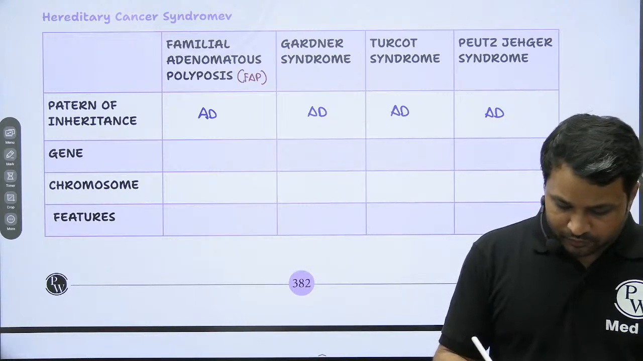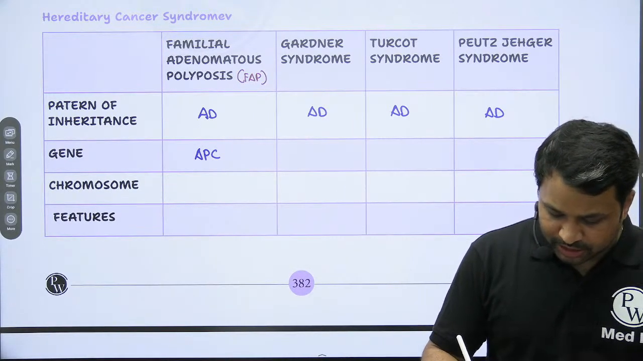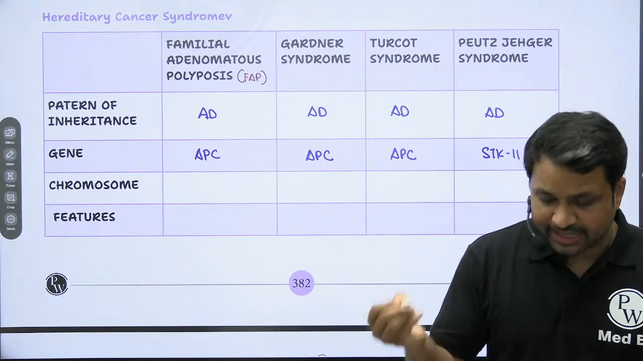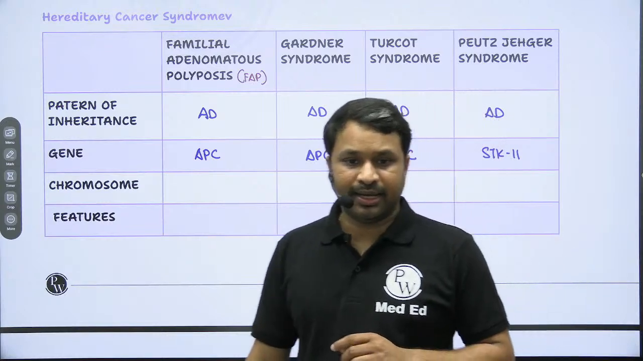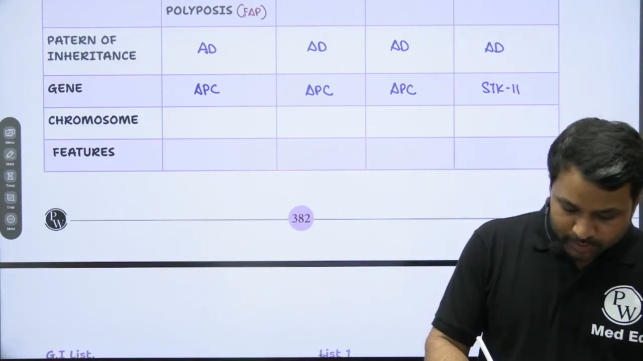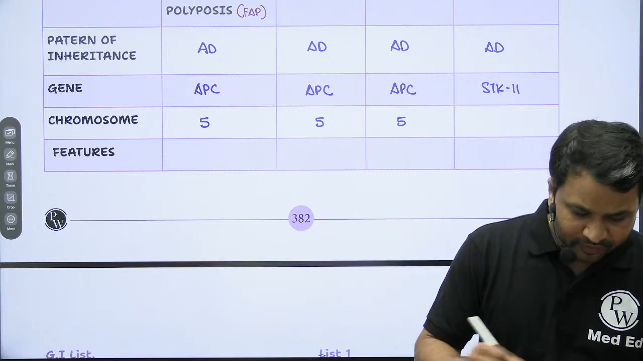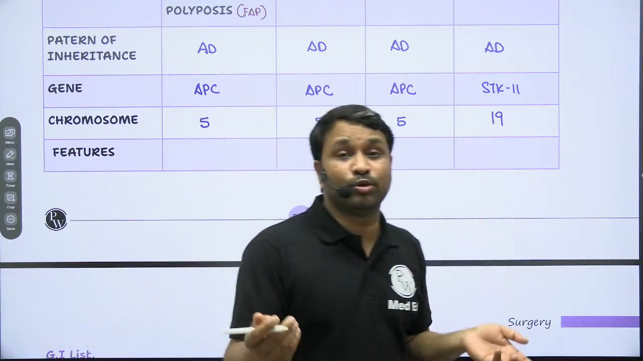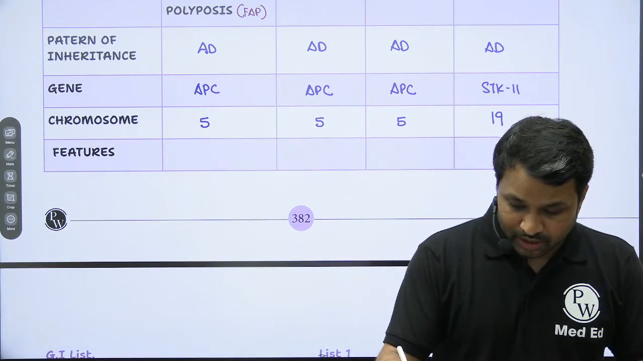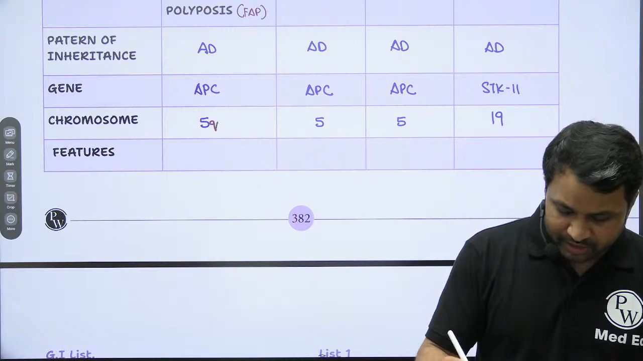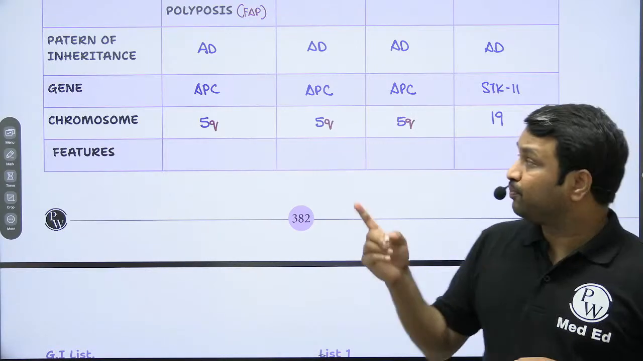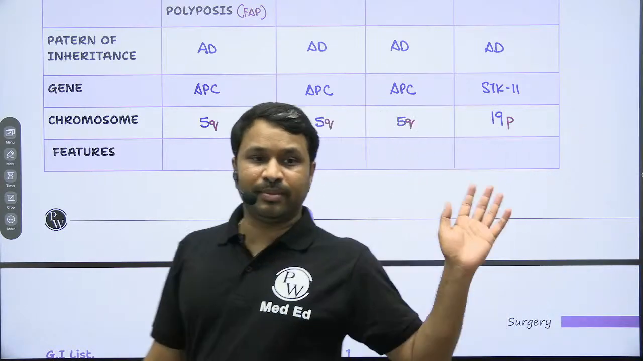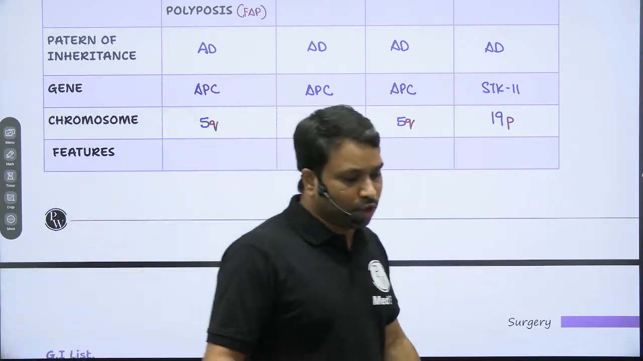So what is the gene involved? For FAP, it is the APC gene mutation. Gardner syndrome is an APC gene mutation. Turcot is also an APC gene mutation. Peutz-Jeghers is going to be an STK11 gene mutation. Which chromosome is involved? Chromosome number 5 for the first three. For Peutz-Jeghers it is chromosome number 19. Now, if they want to make your exam difficult, they'll ask you whether it is the long arm or short arm. For chromosome 5, it is the long arm, Q. Chromosome 19, the 9 looks like a P, so this is 19p. All of them are Q; the only one to be remembered as P is Peutz-Jeghers syndrome.